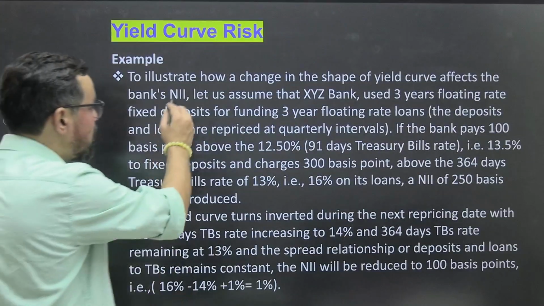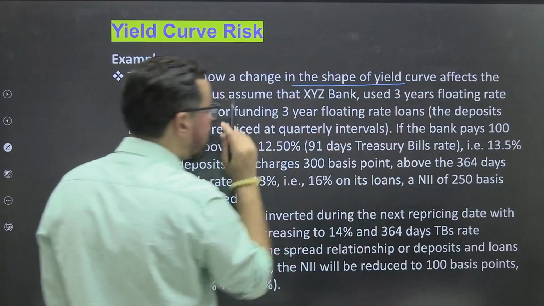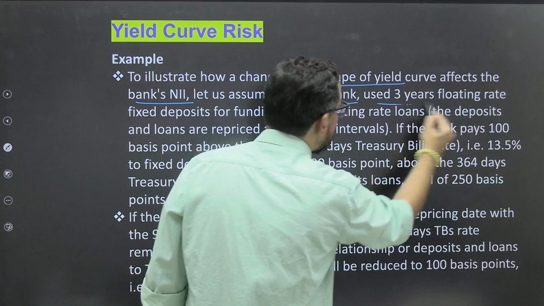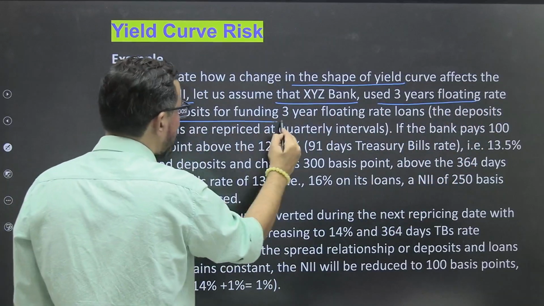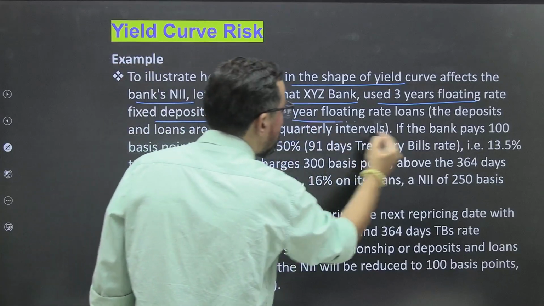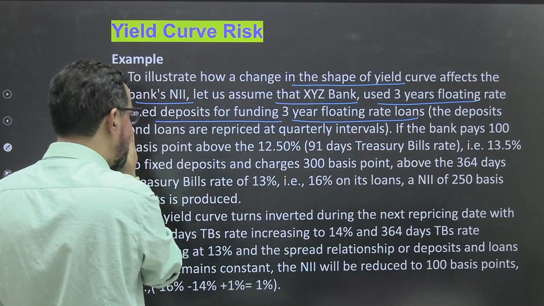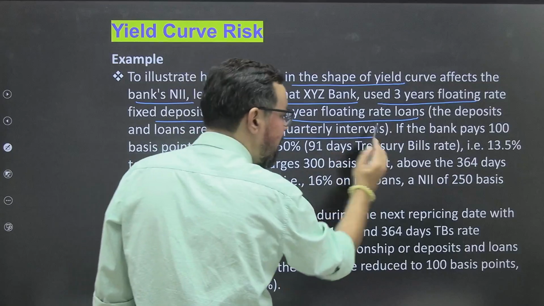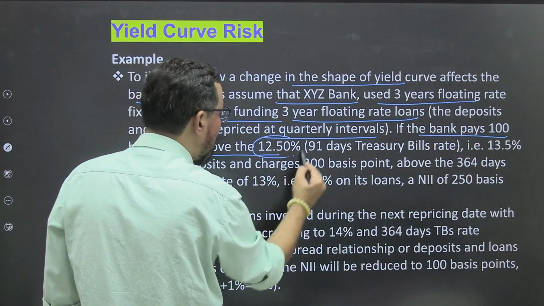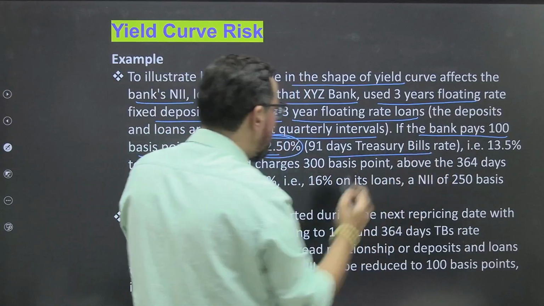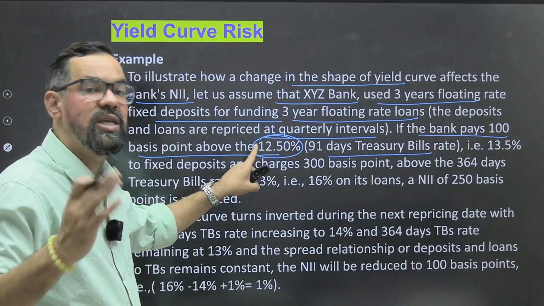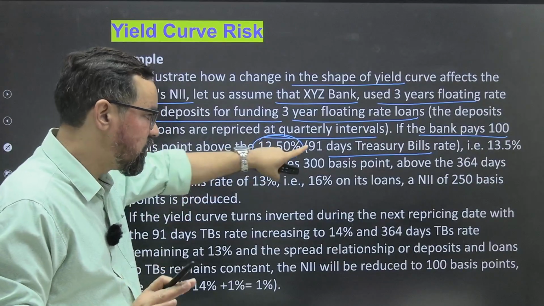Okay. To illustrate how a change in the shape of the yield curve affects the bank's NII, let's assume XYZ bank uses a 3-year floating rate fixed deposit. The deposit and loan are repriced at quarterly intervals. If the bank pays 100 basis points above the 12.50% on the 91-day treasury bill, so 100 basis points above means 12.50 plus 100 basis points, that means 13.50% interest on the 91-day treasury bill.